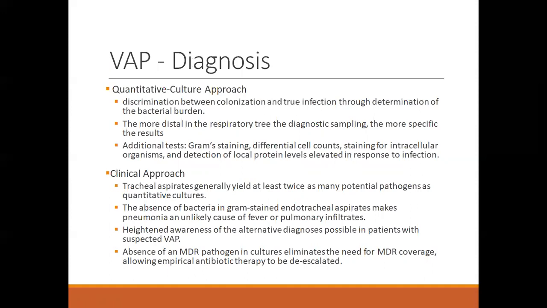What about the clinical approach? Tracheal aspirates generally yield at least twice as many potential pathogens as quantitative cultures. The absence of bacteria in a gram-stained endotracheal aspirate makes pneumonia an unlikely cause of fever or pulmonary infiltrates, so there should be heightened awareness of alternative diagnoses in patients with suspected VAP. In the absence of an MDR pathogen in cultures, this eliminates the need for MDR coverage, allowing empiric antibiotic therapy to be de-escalated.